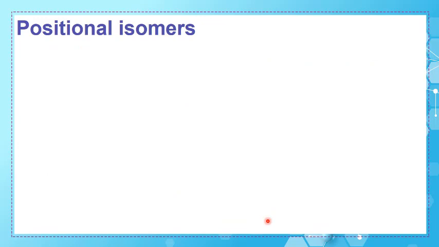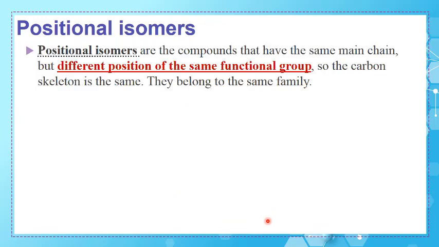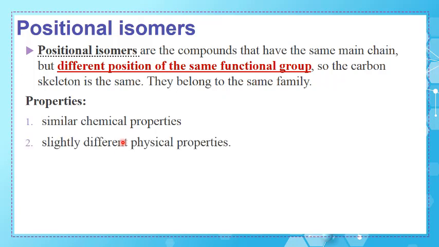The third type of isomers is the positional isomers. What does that mean? Positional isomers are compounds that have the same main chain, meaning the same skeleton, but a different position of the same functional group. So the carbon skeleton is the same. They belong to the same family, definitely, since they have the same functional group. Since they are of the same family, they will have similar chemical properties and slightly different physical properties.